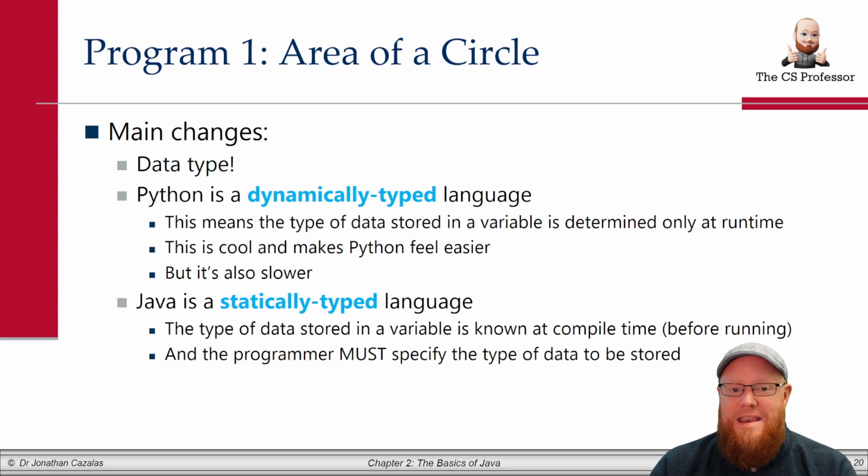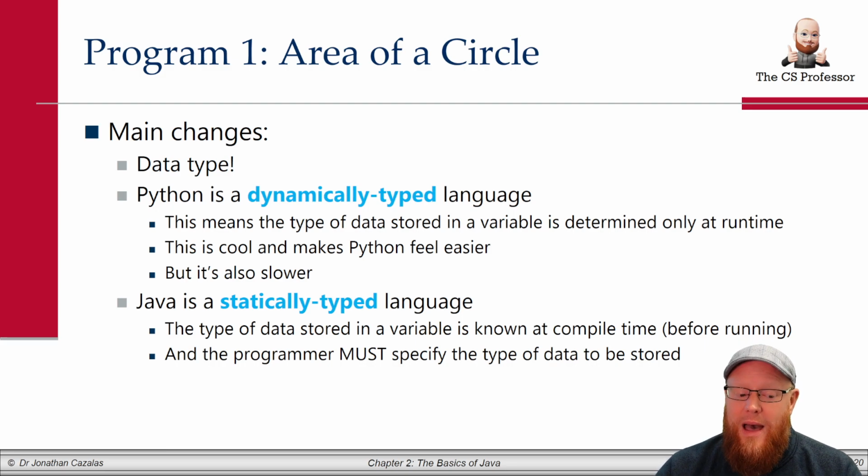Python is a dynamically typed language, which is super cool, makes Python feel easy, right? So the type of the data being used and stored in a variable in Python is only determined at runtime. And it makes it feel easier that we as the developer don't need to worry about data type. But it's also slower when you want to determine the data type at runtime. Java is different. It's a statically typed language. The type of data that you're going to store inside a variable is going to be known before you execute your program.